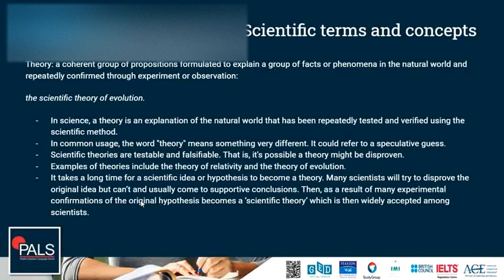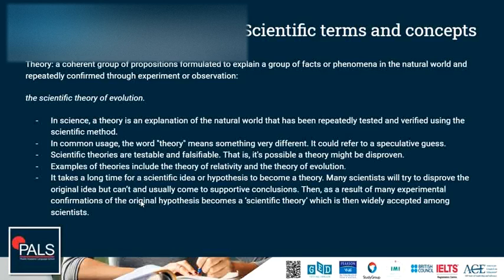Well, that's a bit difficult definition, so let's have a look at the key facts about scientific theories. So in science, a theory is an explanation of the natural world that has been repeatedly tested and verified using the scientific methods by experiments, whereas in common usage, the word theory often means something very different. It could refer to a speculative guess. So the opposite of what a scientific theory is.